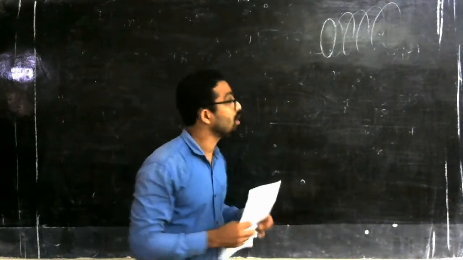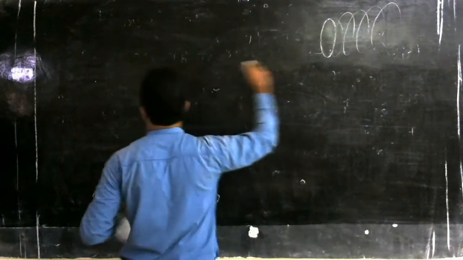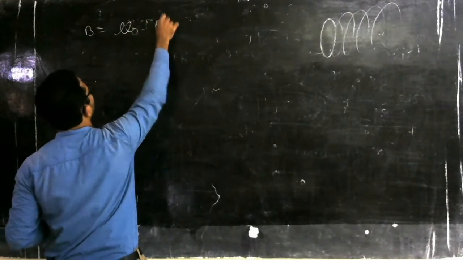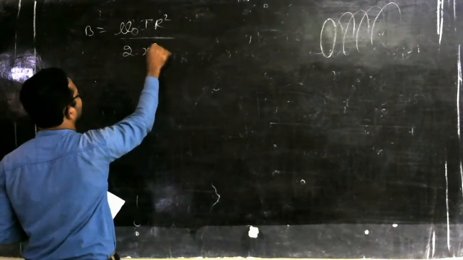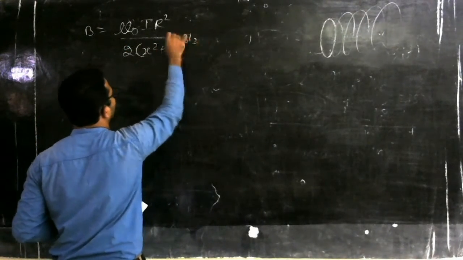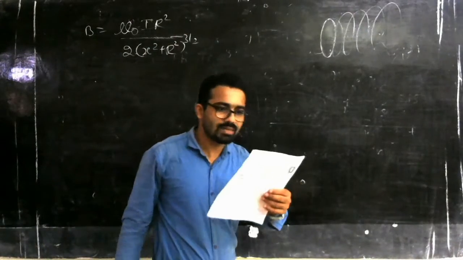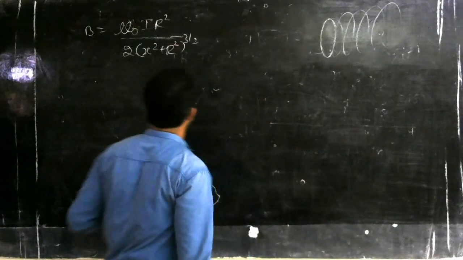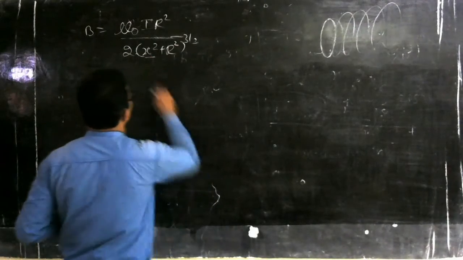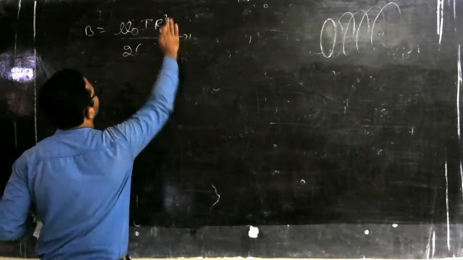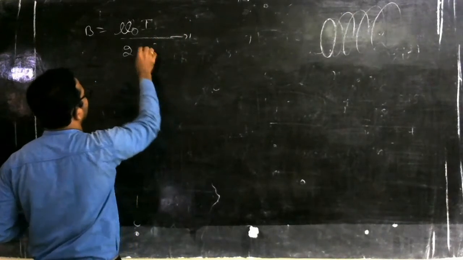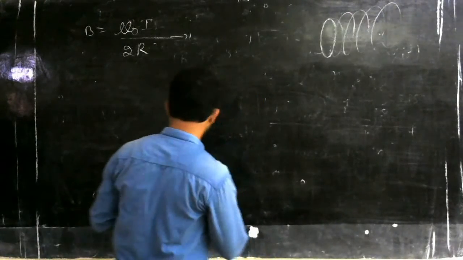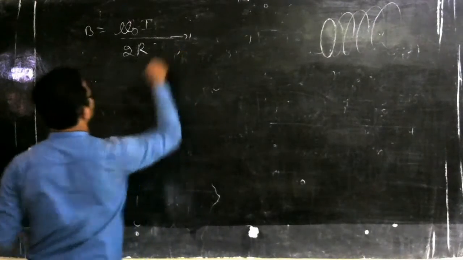In that expression, we got the equation for magnetic field, and that was B is equal to mu naught I r square divided by 2 into x square plus r square to the power 3 by 2. This is the equation we got there. Here they asked to find the magnetic field at the center. That is why we should put x equal to 0. If you put x equal to 0 in this equation, then you will get mu naught I by 2r. This is the equation to find the magnetic field at the center. This is the equation we have to use.